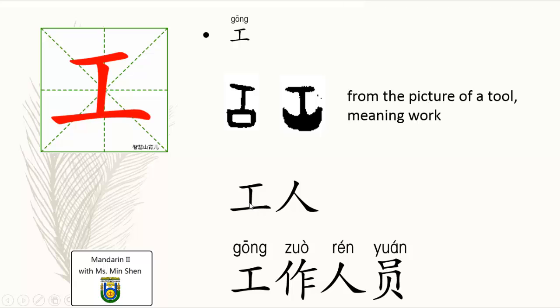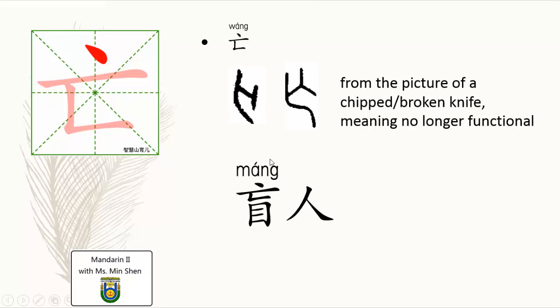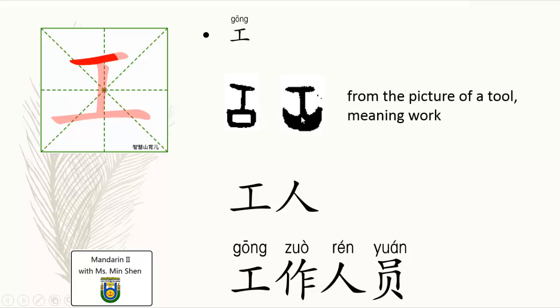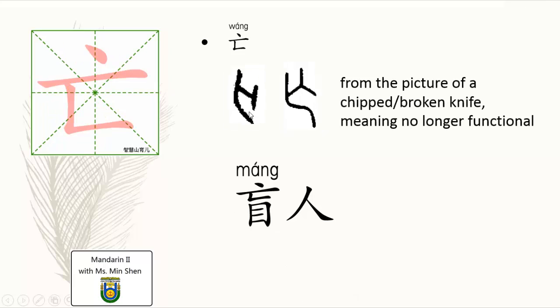Try to read this here. 工人, 工人. So people who work, worker, and 工作人员, working staff, right? So 工作, 工人, this 工, work. Another character, steel. This one is a blade or a tool, right, with the blade. And this is another picture of the knife. I hope you still remember the picture of knife.